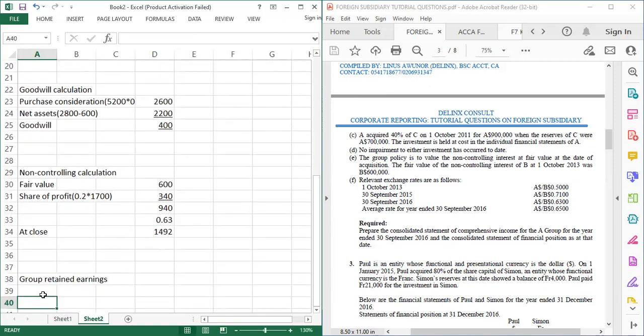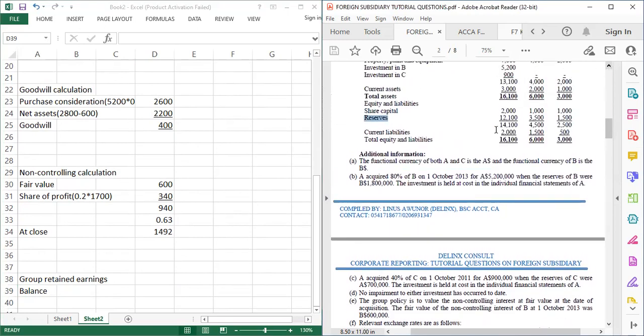So the group retained earnings, we start with the parent balance. What is the balance on the parent account? The reserves on the parent account is what? 12,100. Okay, 12,100. All right.